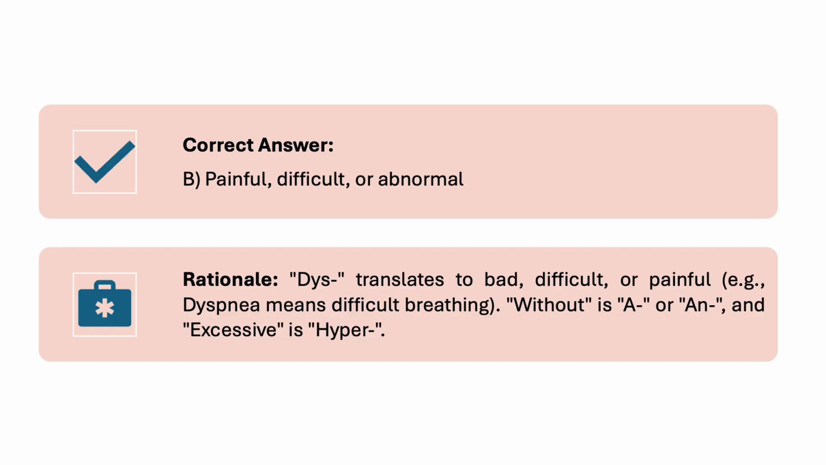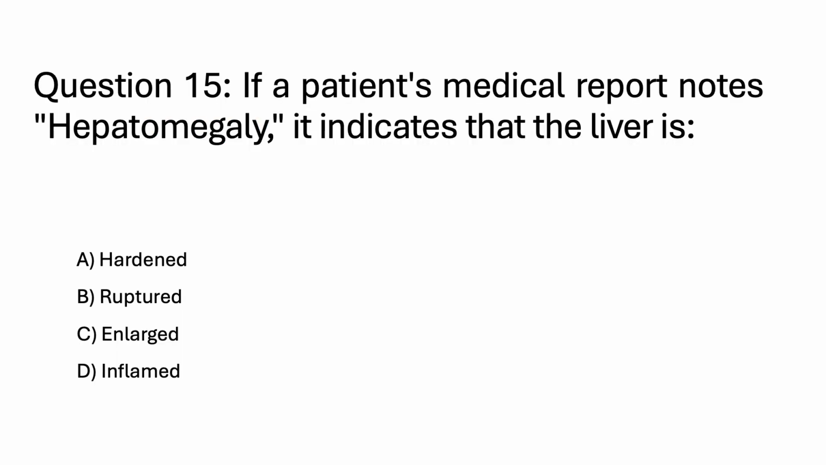Correct answer, B. Painful, difficult, or abnormal. Rationale. Dys translates to bad, difficult, or painful. For example, dyspnea means difficult breathing. Without is a or an. Excessive is hyper.